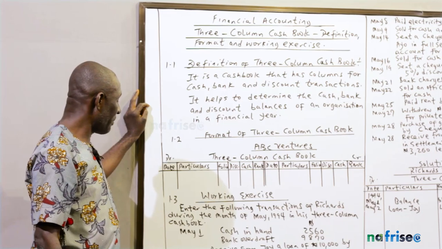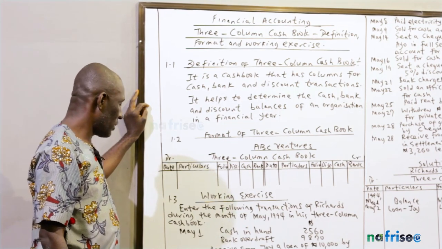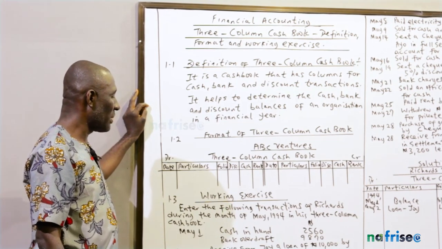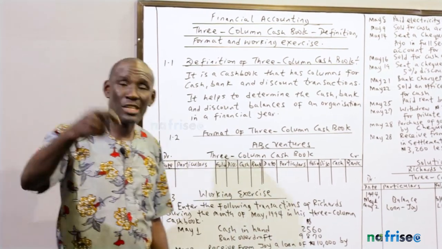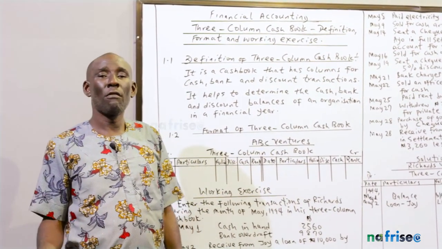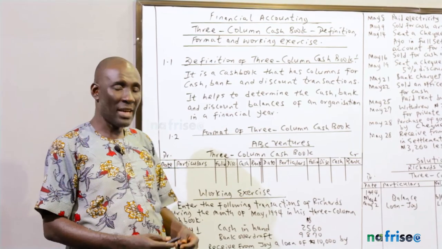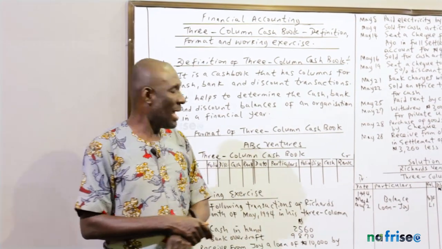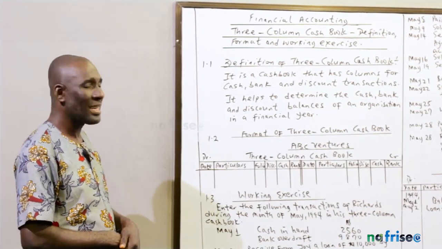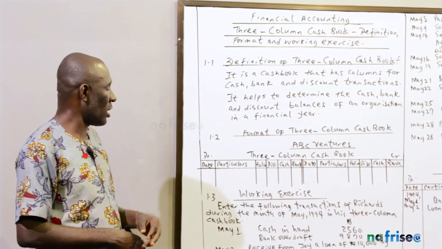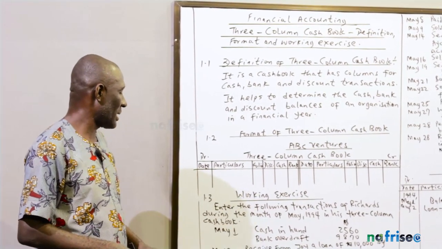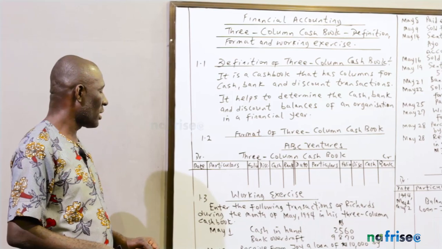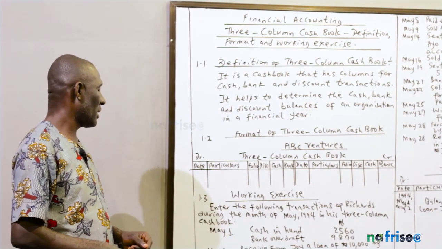It says May 5, withdrew cash from bank for use in the business, 25 naira. And that is on May 5. Now, how do we deal with this transaction? How do we treat it in the 3-column cash book? Withdrew cash from bank, 25 naira, for use in the business, May 5.